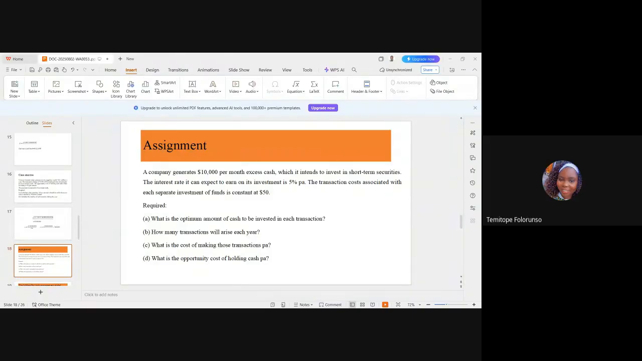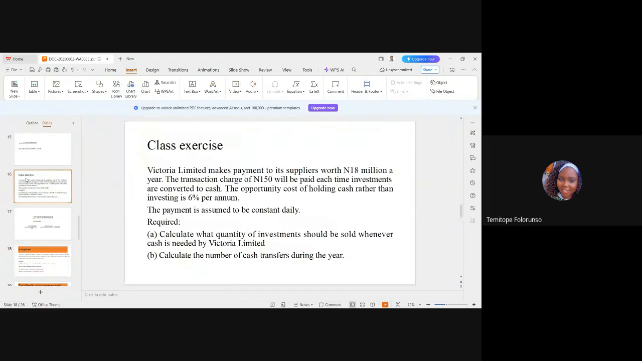Yes. Can we please go back to that class exercise? There's a statement there that said the payment is assumed to be constant daily. What does that mean? Because I was thinking we're supposed to multiply something by 365. What's the meaning of that statement?